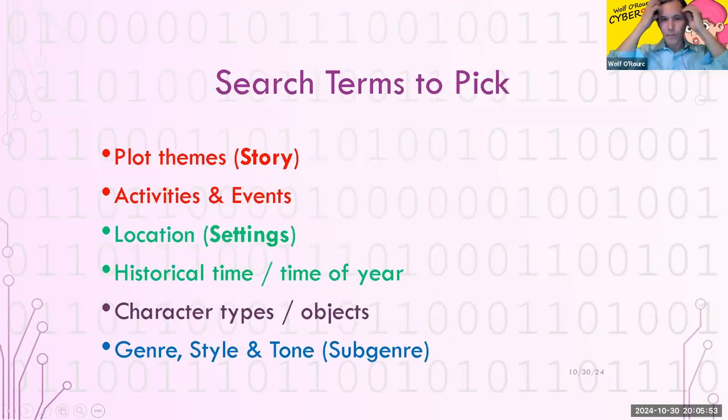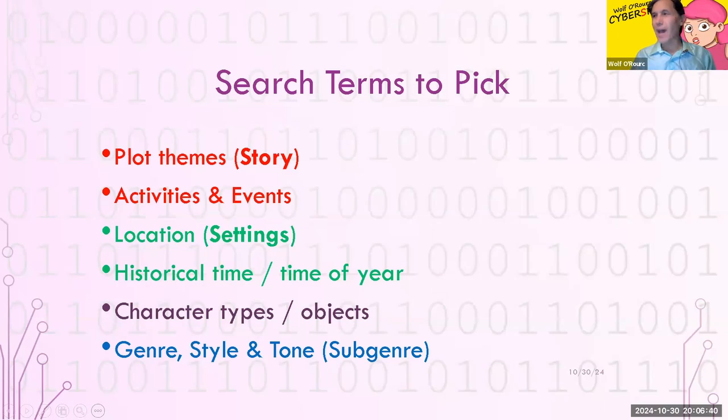So what search terms do you pick? The most important ones are probably those for your story. Plot themes, that's why we ask for them. Plot activities, plot events. For thrillers, bombings, killings, hitmen, those are important. You may, especially for genres where the setting has an emotional value like sci-fi and fantasy, want to include settings, locations. If you're writing historical fiction, certainly you want to include the historical time period.